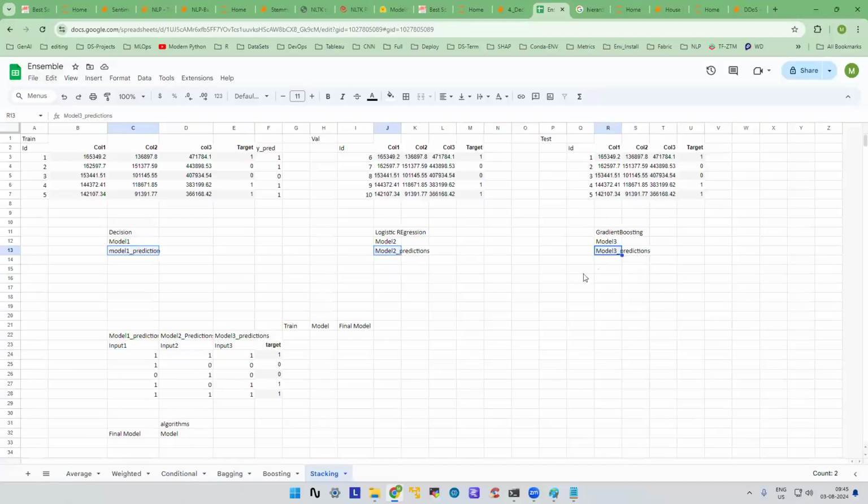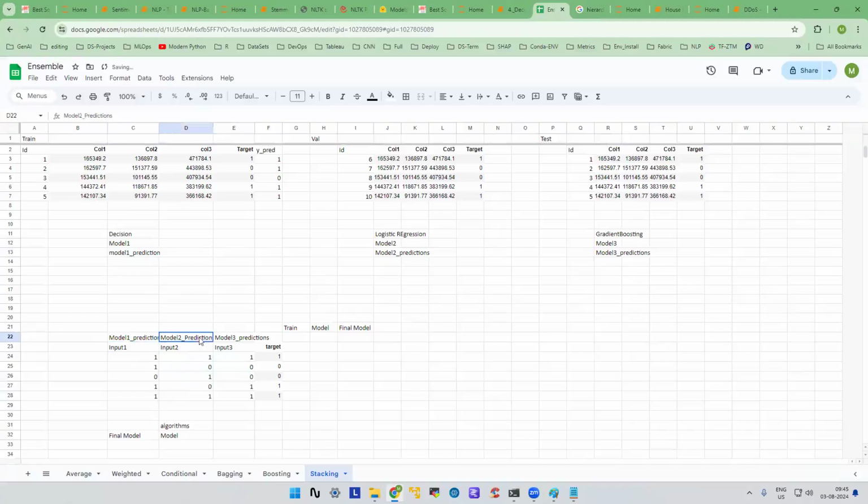Model 1, model 2 and model 3 predictions need to be added as inputs. So we need to pile them up as if they are a set of input columns. This is model 1 prediction, this is model 2 prediction and this is model 3 prediction. Now we need to consider these as input. And the target column, we have that, and we make it the target column itself.